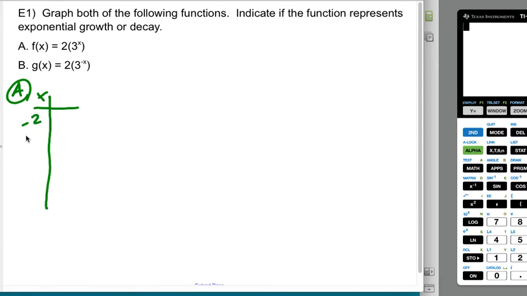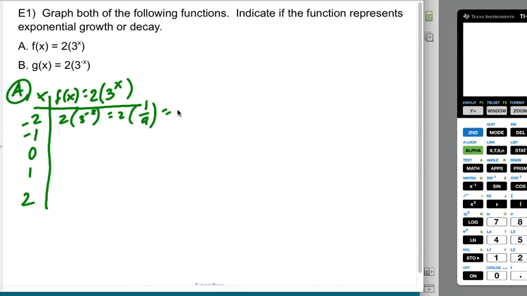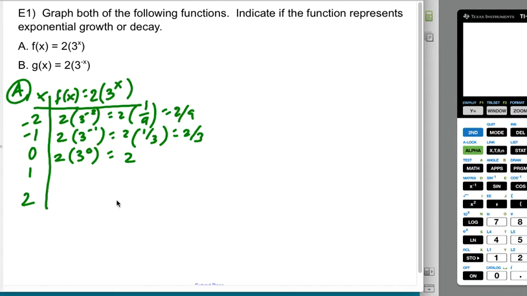I'm going to pick the nice, easy values for my x's: -2, -1, 0, 1, and 2. And my f of x is going to be 2 times 3 to the x. So when I pick -2, this is going to be 2 times 3 to the -2nd, which is 2 times 1/9, or 2/9. This is going to be 2 times 3 to the -1st, which is 2 times 1/3, so 2/3. This is going to be 2 times 3 to the 0, which is just 2. It's going to be 2 times 3 to the 1st, which is 6. This is going to be 2 times 3 squared, which is 2 times 9, or 18.